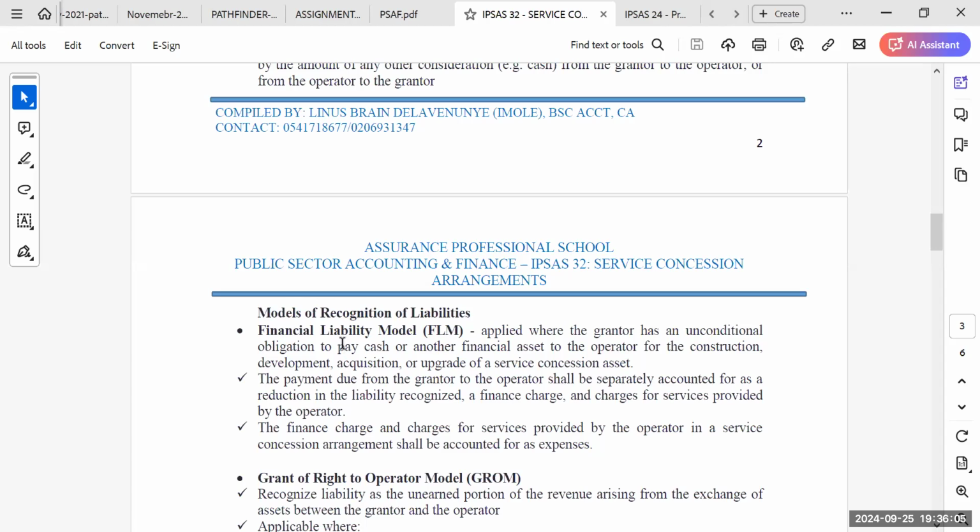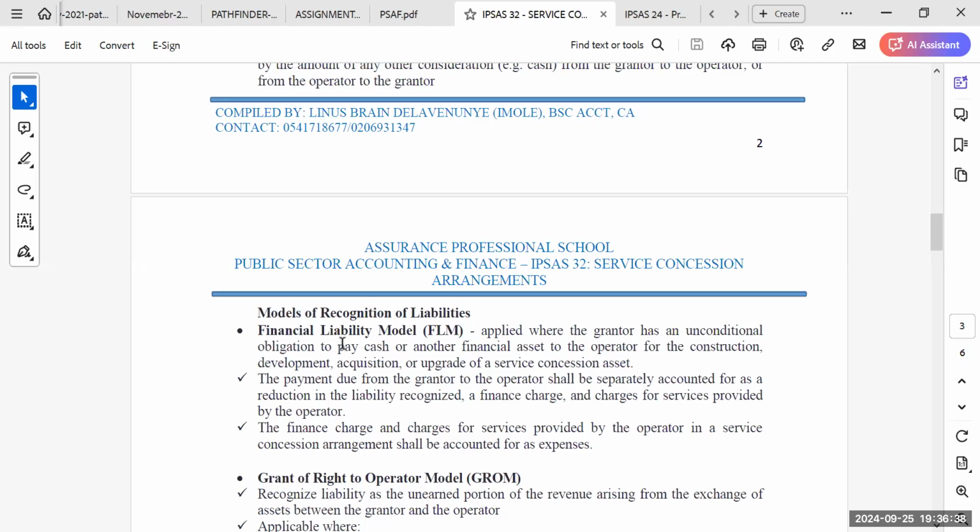The financial liability model applies when the government has a cash obligation, or has an unconditional obligation to pay cash or another asset to the operator for the construction, development, acquisition, or upgrade of a service concession asset. What do we mean? The amount that the government is going to be paying does not depend on any condition. It does not depend on whether the operator is not able to generate the expected revenue, such that the government pays a certain amount to compensate them.